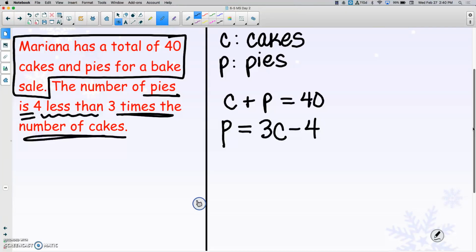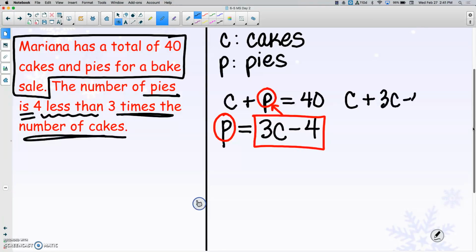Now this system is set up for substitution. So I'm going to solve it using substitution. I will also show you how you could solve it with elimination if you prefer that method. Substitution, you circle the letter by itself. What is it equal to? So in this situation, P is equal to 3c minus 4. So I take that 3c minus 4 and replace the other letter P. So my equation will be C plus, and then in place of the P, I have 3c minus 4, and then equals 40. I can combine my like terms.